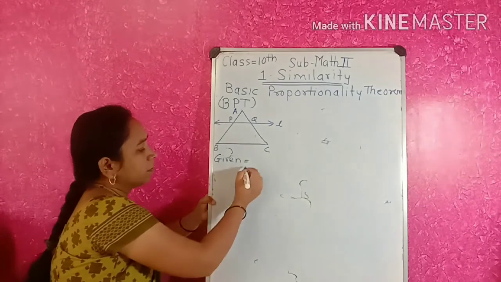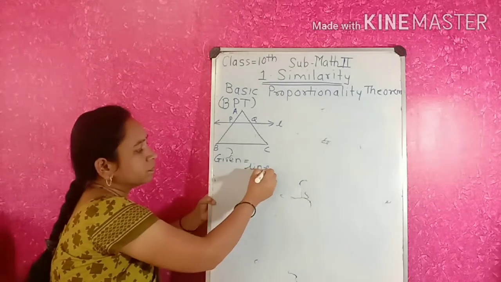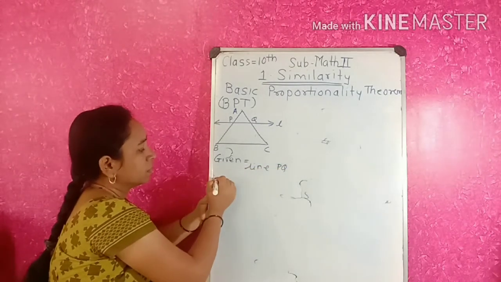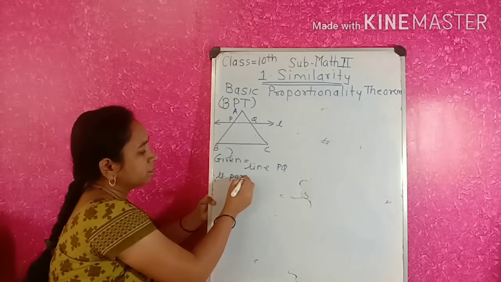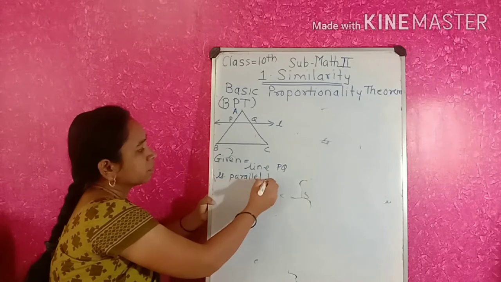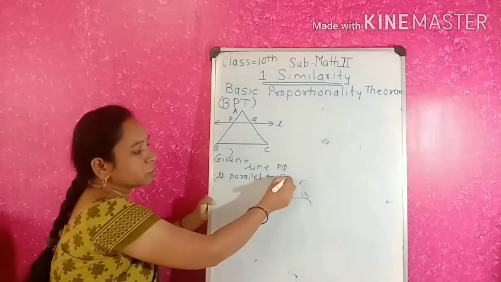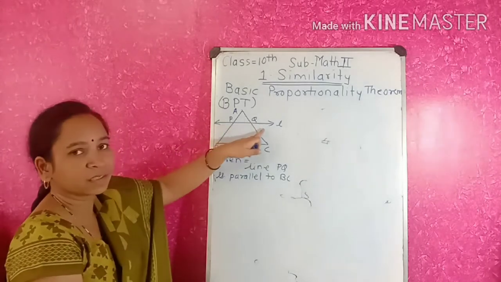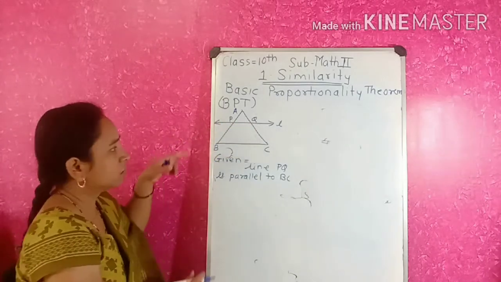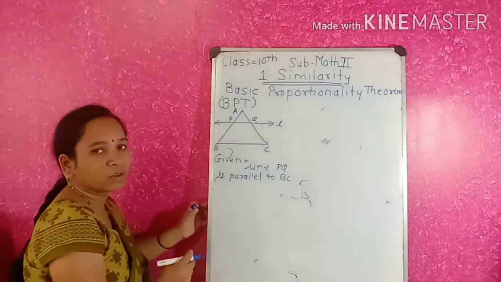Given that line PQ is parallel to the third side, that is parallel to BC, and it divides the remaining two sides in two distinct points. So which points? P and Q points.